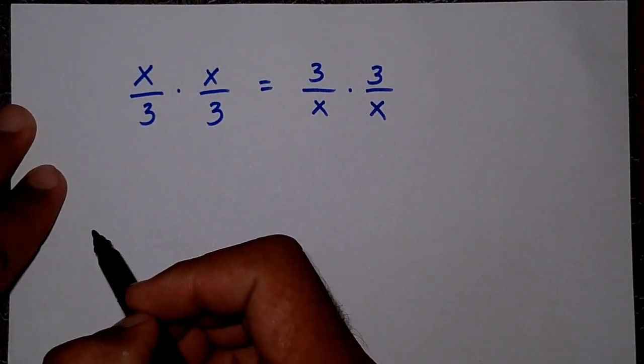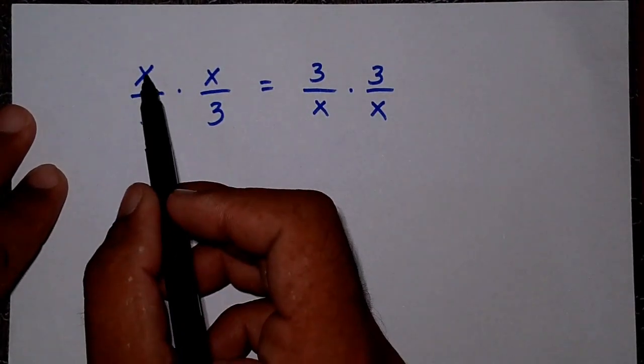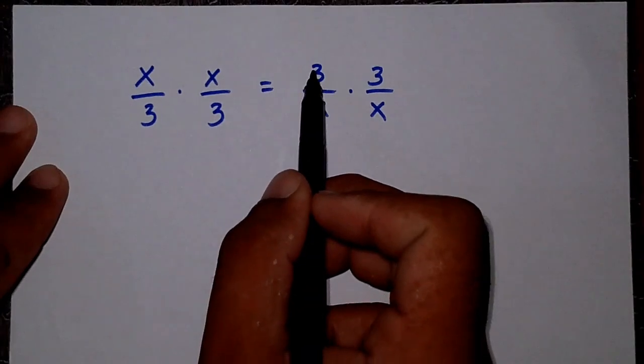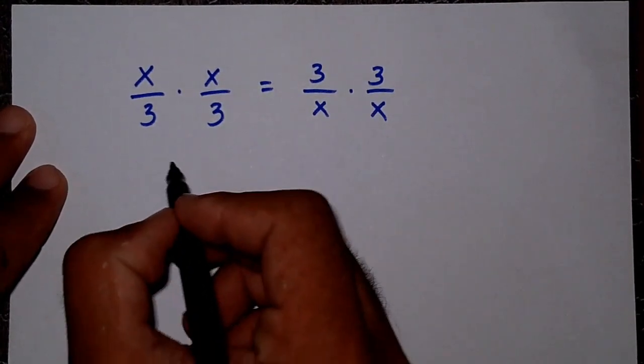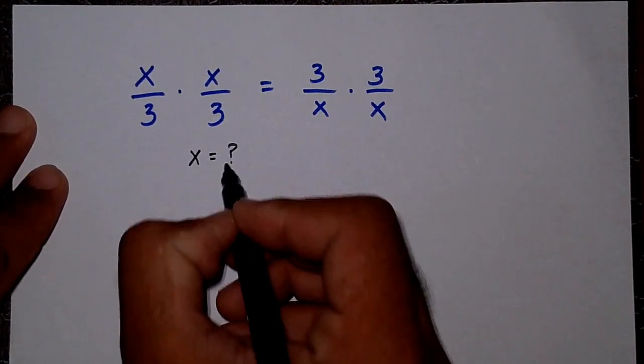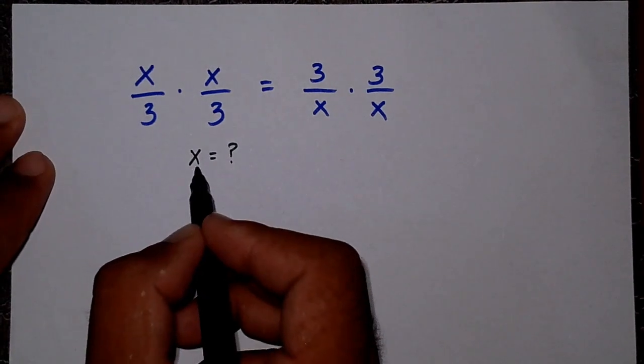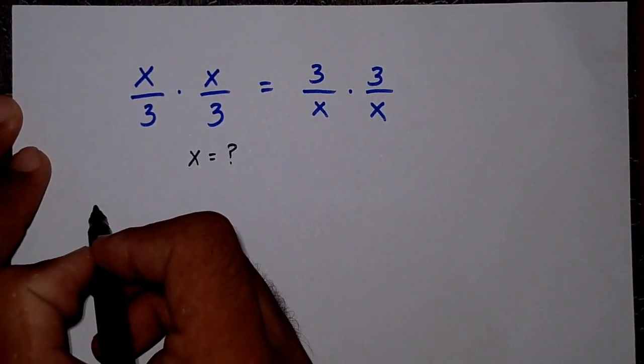Hello, you are welcome. How to solve this interesting maths question: x over 3 times x over 3 is equal to 3 over x times 3 over x, and we have to find the value of x. So we have to find the value of x and solve this interesting question. So, solution.